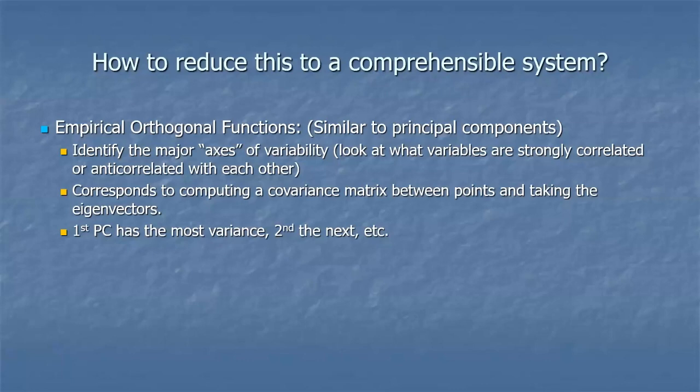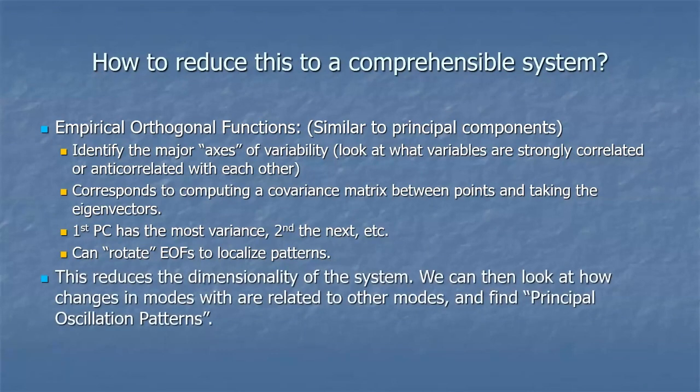And those principal components are obliged to be at right angles to each other, which can actually be a little bit of a problem. More often, what's done in the climate community is to rotate those components so that once you have a set of axes, you can rotate the components so that each component's spatial mapping is maximally localized. And the key thing here is this reduces the dimensionality of the system.